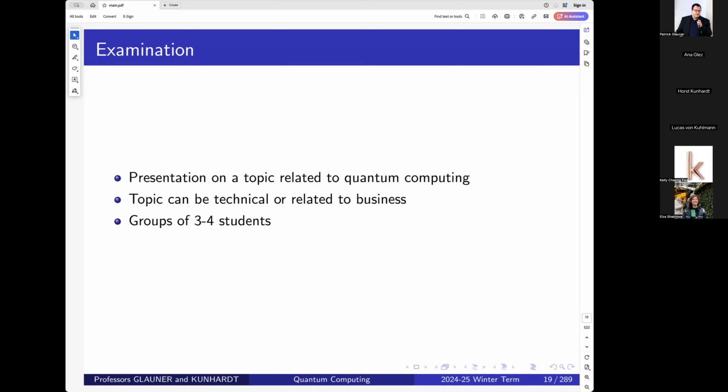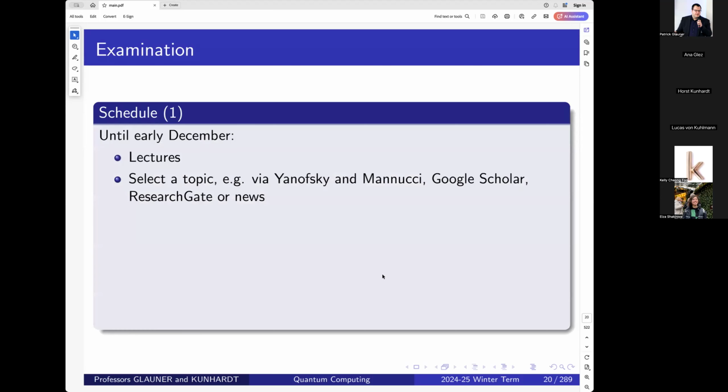Once we have made progress with this course, Horst Kuhnhardt and I will also provide lots of suggestions on which topics you could pick. It can be topics related to technical or business problems. Most students in this course often come from AI, so they pick something related to machine learning. Sometimes there are engineering students, who pick maybe something related to quantum computers for engineering problems or how to manufacture quantum computers. Some students think about business potentials, and you will do your seminar presentation in groups of 3 to 4 students on that weekend in January.